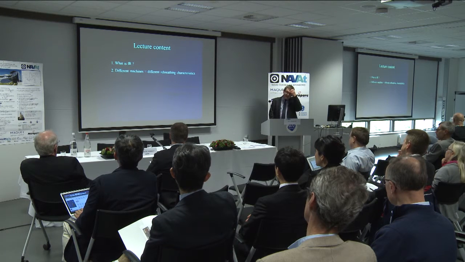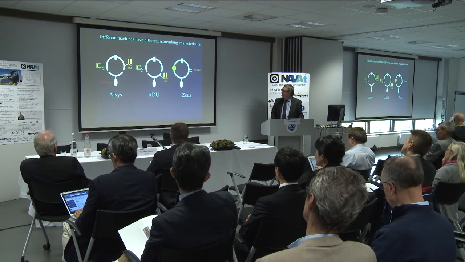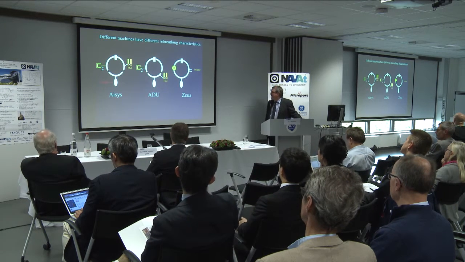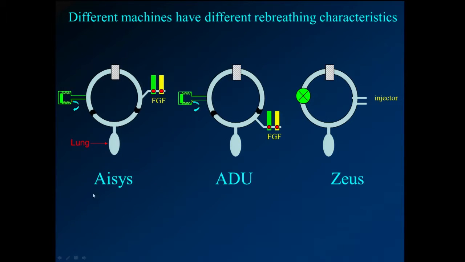Now we know that different anesthesia machines have different rebreathing characteristics. Why may this be? Well, let's have a look at how the components of the circular breathing system are organized. This is the lung here. This is the fresh gas flow. For example, in the ACES, the fresh gas flow inlet is proximal of the inspiratory limb. In the ADU, it's distal from the inspiratory limb. The Zeus anesthesia machine is working differently altogether. The gas in the circle system is continuously being mixed, and the injector adds the vapor and the carrier gases. And of course, the Flow-i is an entirely different concept as well.